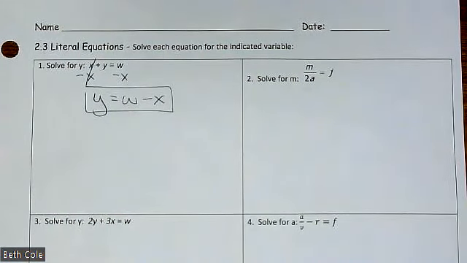W minus x isn't Q. It doesn't become a new letter. You just leave it as W minus x. So it's actually less work because you can't combine anything together. If you were like, hey, I didn't get that, that's good. We're going to do a few more of them.